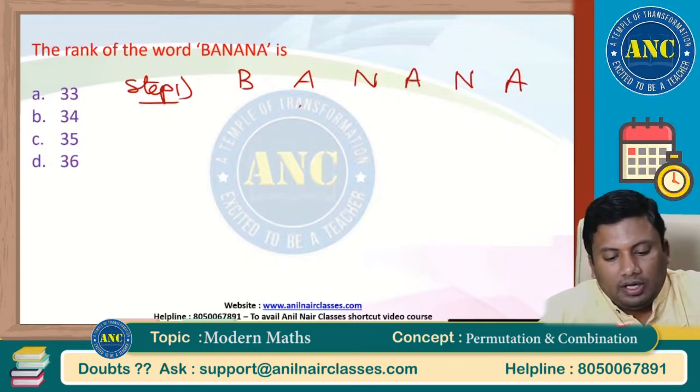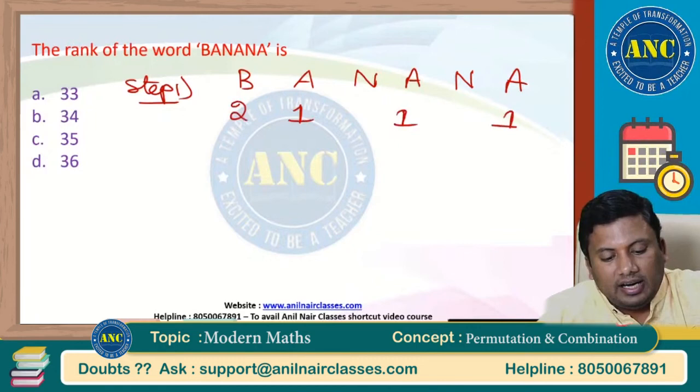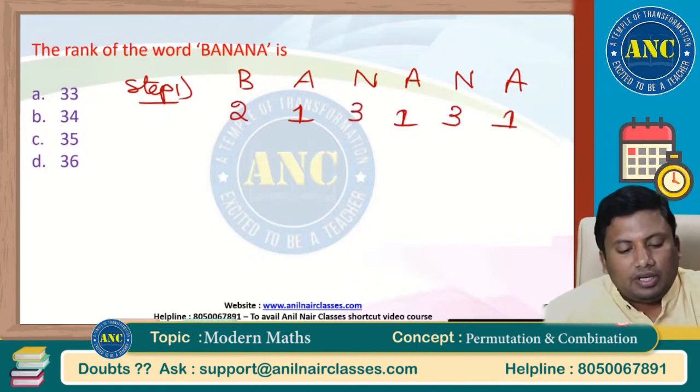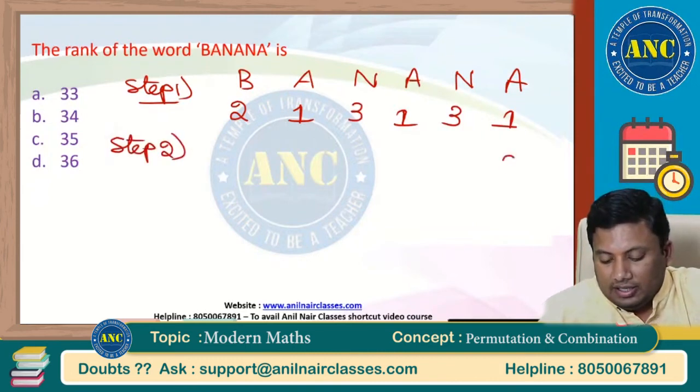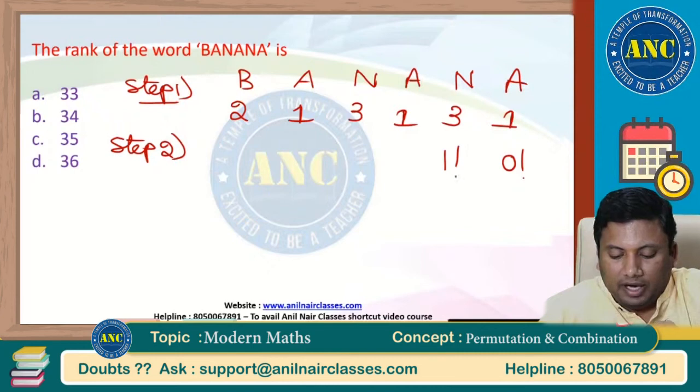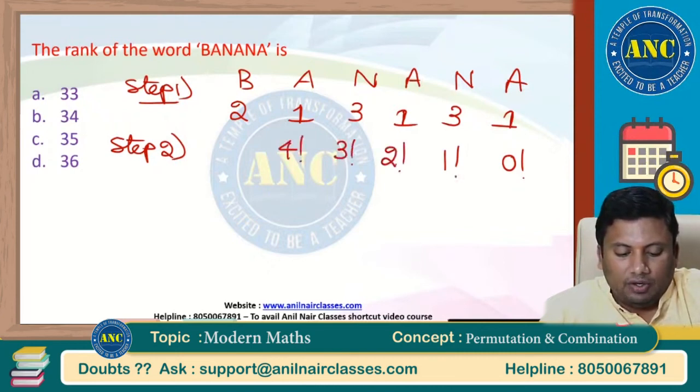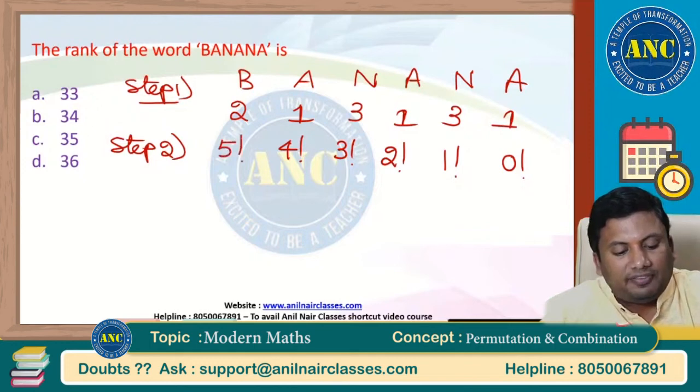B-A-N-A-N-A. A is the first letter, so it is 1. B is the second letter, so it is 2. D is the third letter. Step number 2. Write down the factorials in sequential order starting from right to left: 1 factorial, 2 factorial, 3 factorial, 4 factorial, 5 factorial.